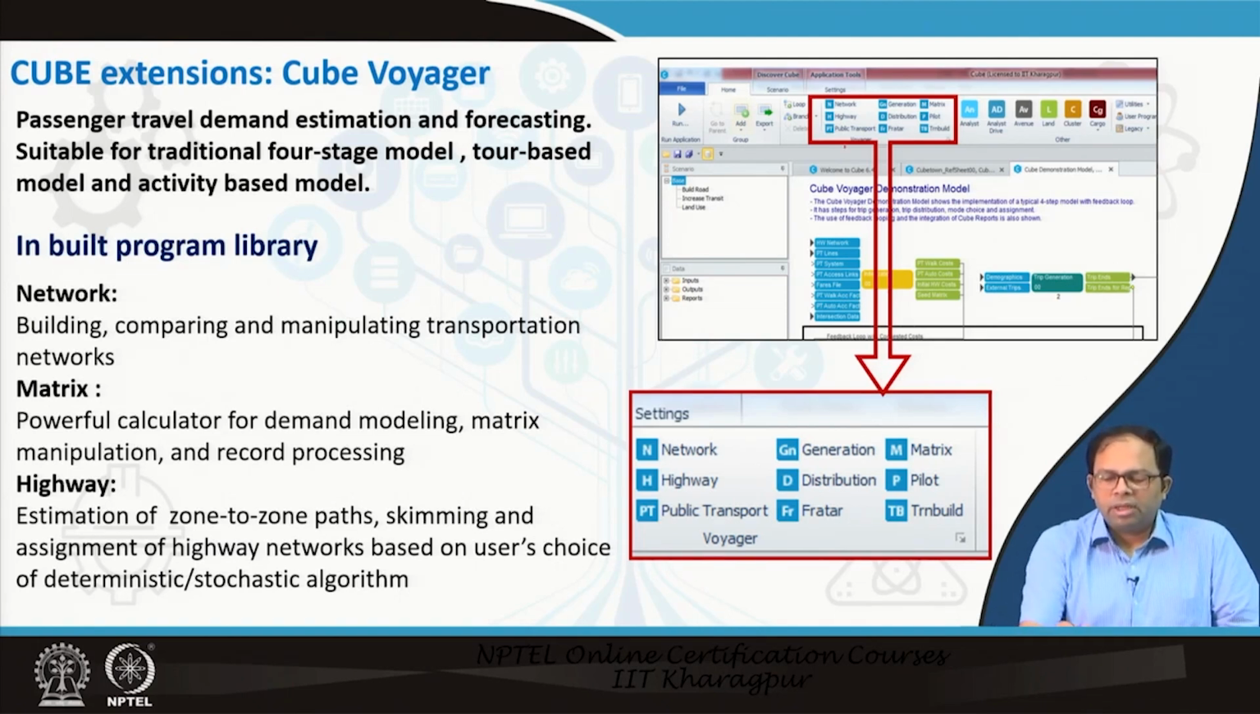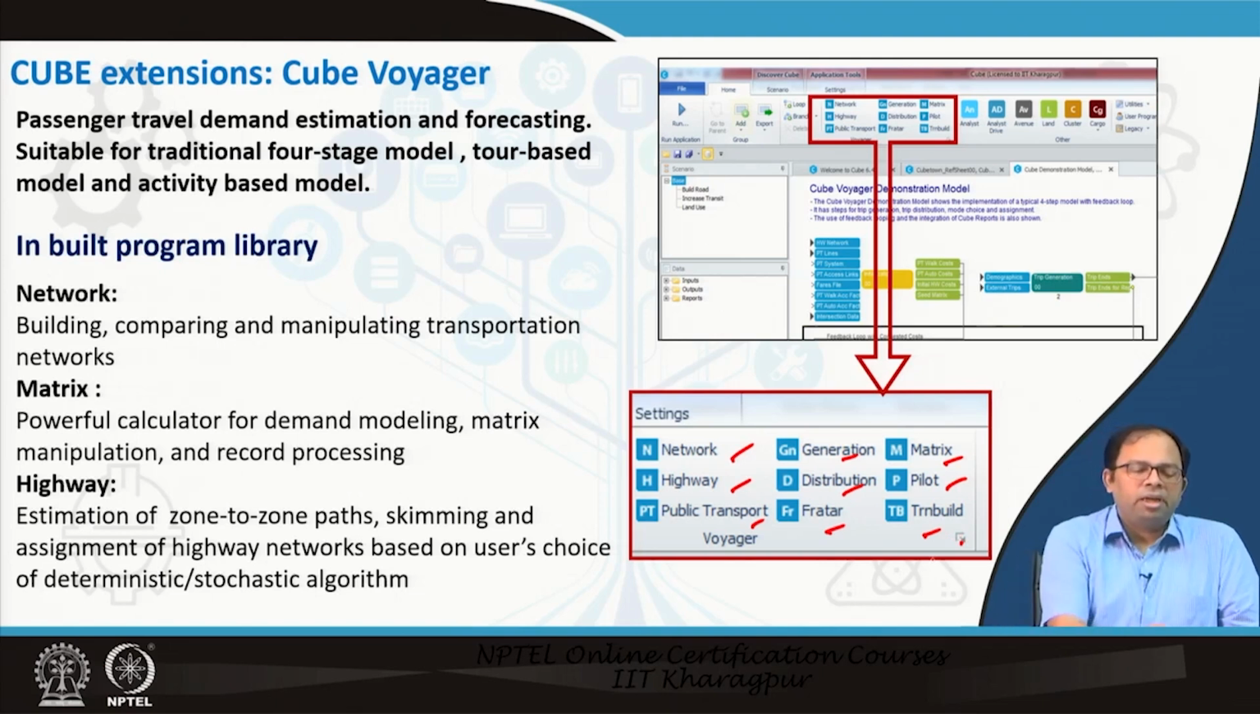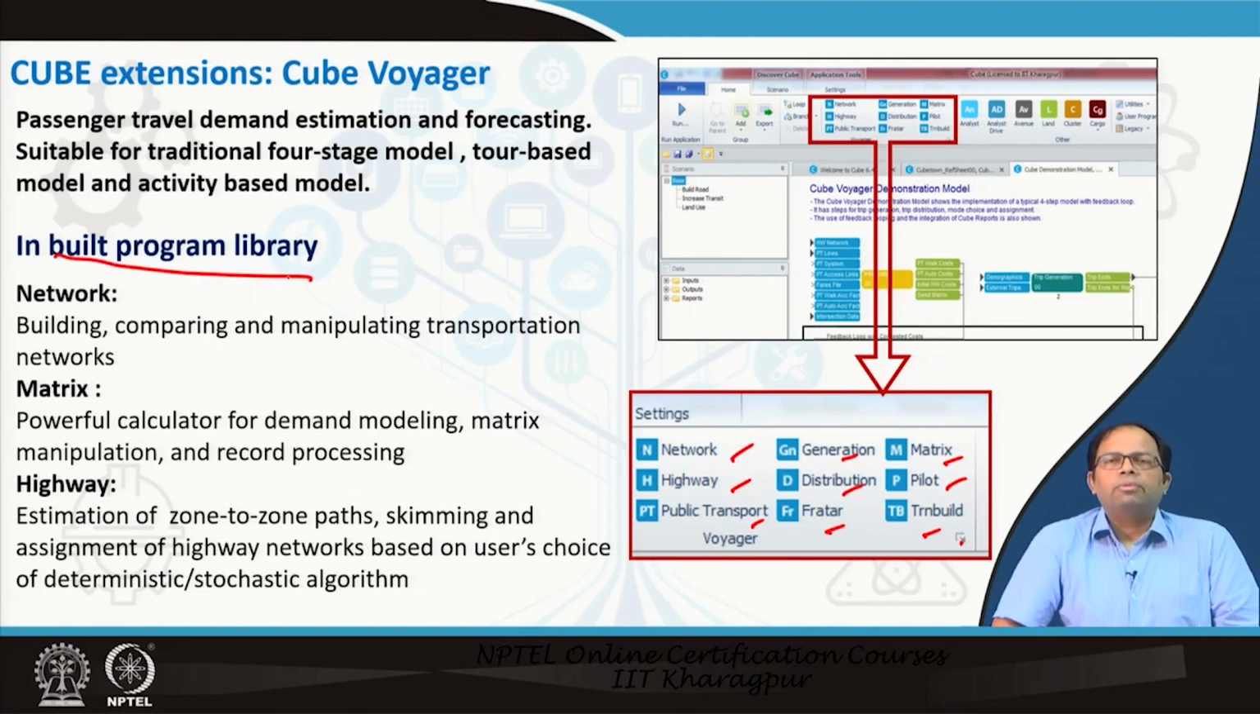And this component that I was highlighting earlier, you can see there is network, highway, public transport, then generation, distribution, Fratar, matrix, plot, turn build. So there are other features. If you click on this, you will get other features as well. So these are the different inbuilt program libraries for the Cube Voyager.